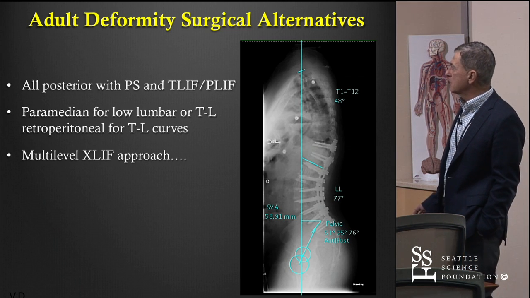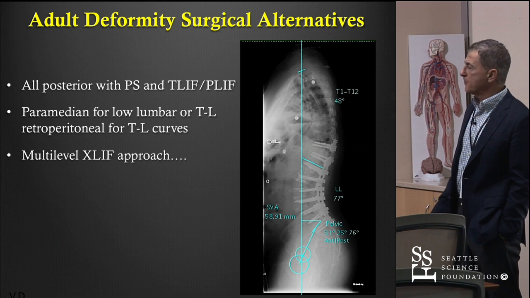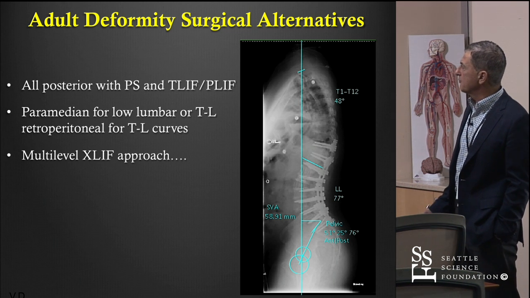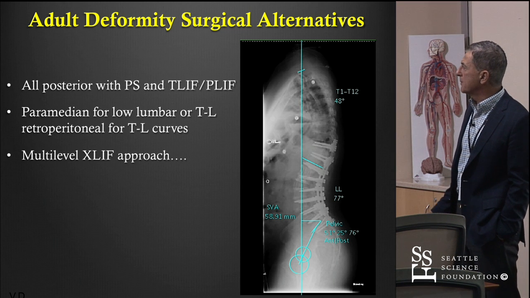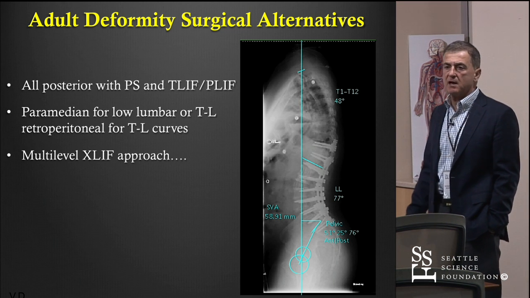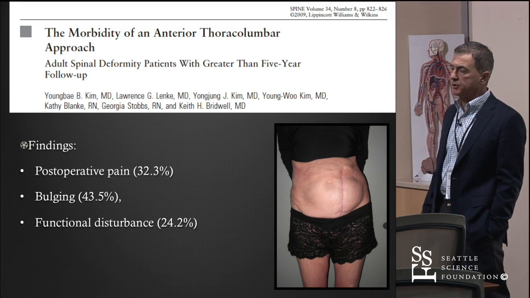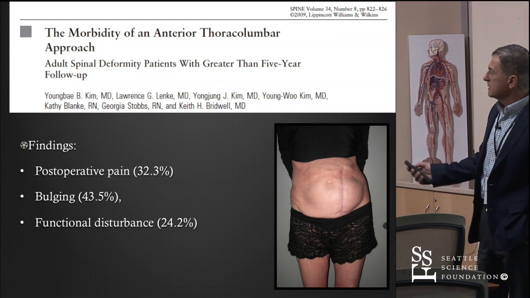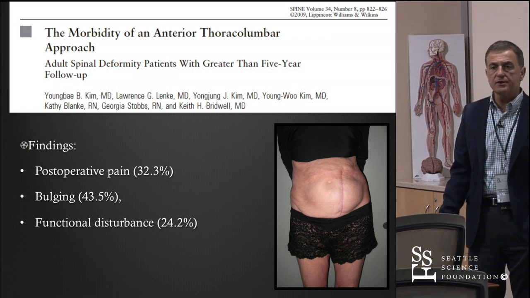So the options are you can do all posterior with posterior osteotomies, with T-lifts, spliffs, or you can do paramedian for low lumbar or thoracolumbar approaches, or you can do a multi-level lateral approach, which is what we're going to discuss today. Dr. Chapman earlier mentioned some muscle bulging seen with these procedures.